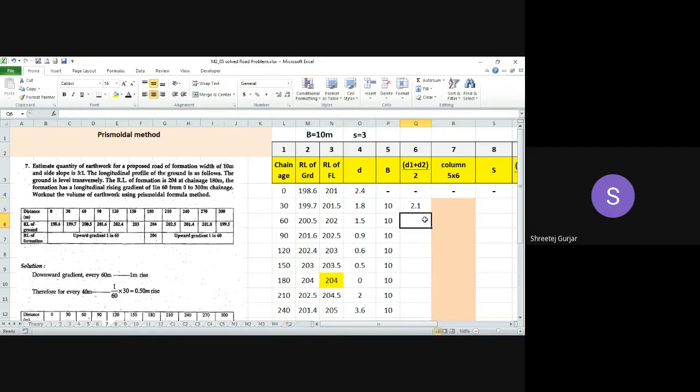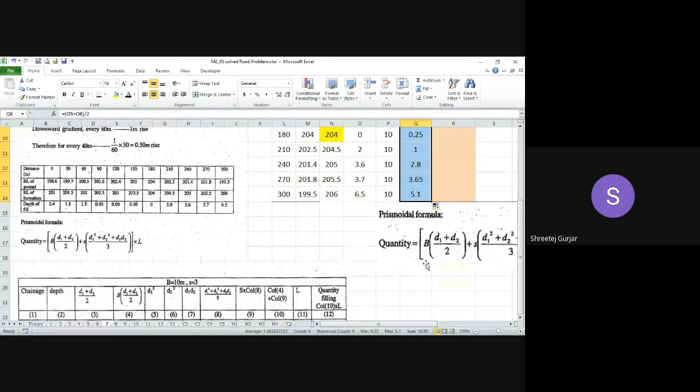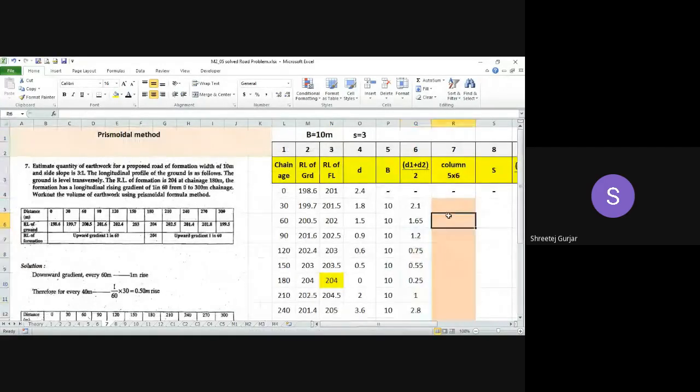Here it will be (D2 plus D3) by 2. And similarly, you have to calculate all the other (D1 plus D2) by 2. Now this whole term we will calculate, that is B into (D1 plus D2) by 2. That is column number 5 into column number 6, that I have written over here.